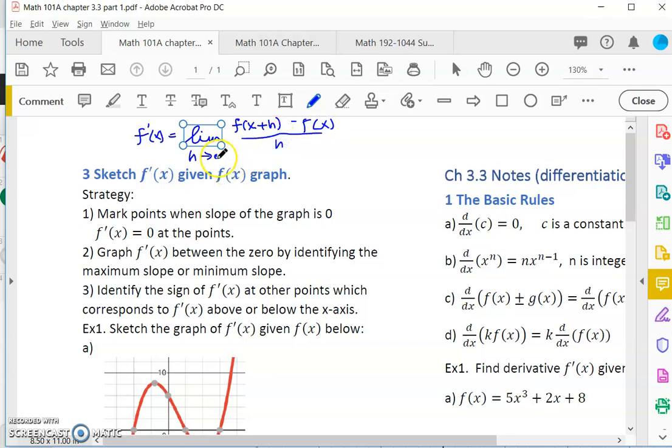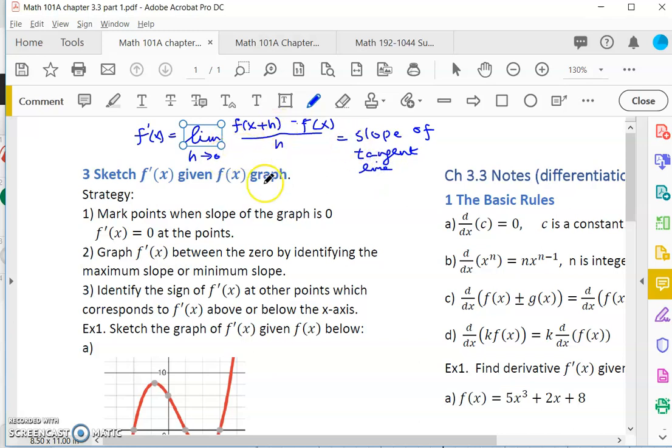When h is getting smaller and smaller, that means this second point is getting closer to the first point. You get the slope of the secant line approaching the slope of the tangent line. So this is the algebraic method to find the derivative function.